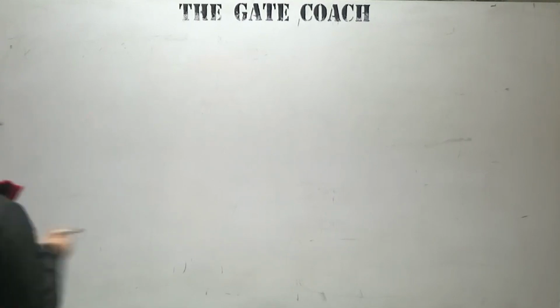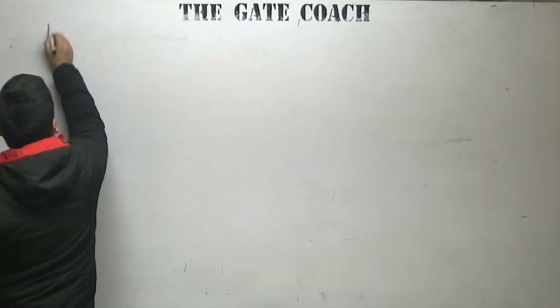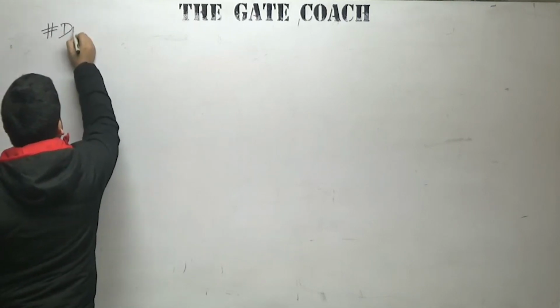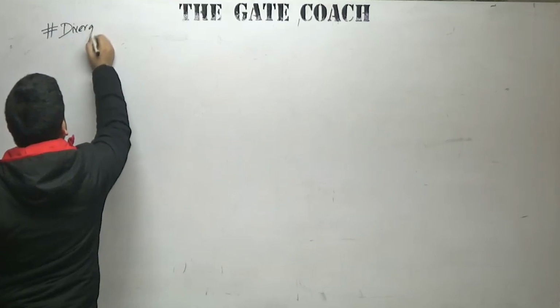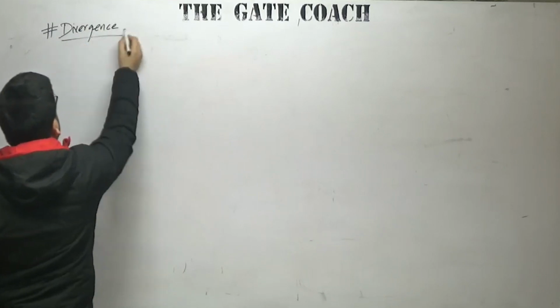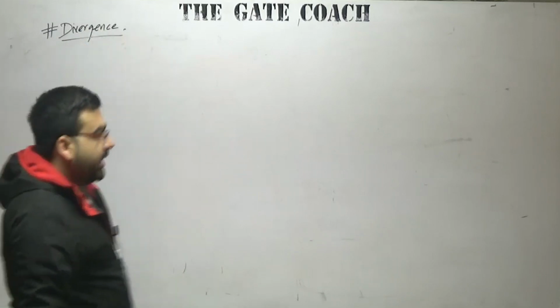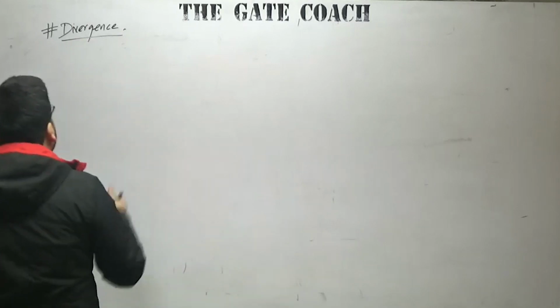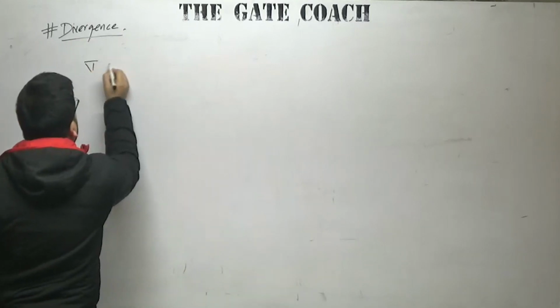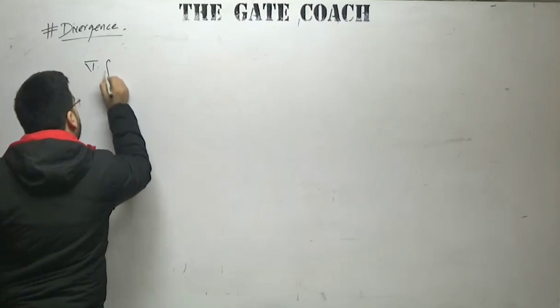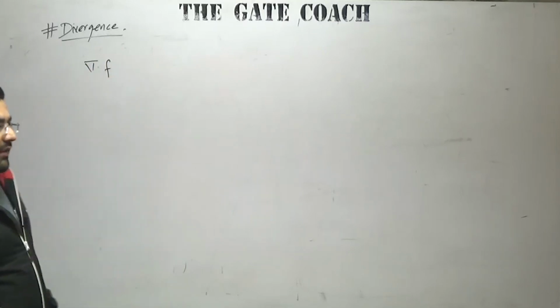Yes. After this, we discussed the divergence. Okay, now what is the mathematical expression of divergence? This is the del operator. We know the value of the del operator. It is del dot f. Del dot f will give you the divergence.